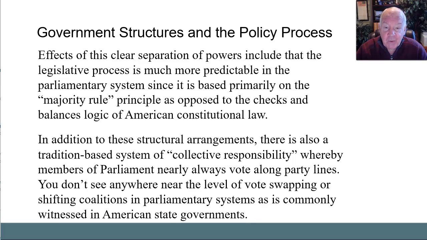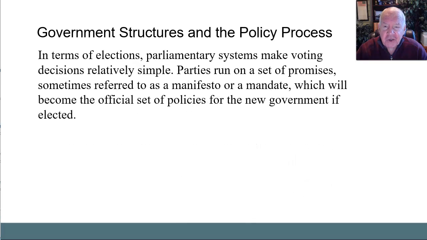You don't see anywhere near the level of vote swapping or shifting coalitions in parliamentary systems, as is commonly witnessed in American state governments. In terms of elections, parliamentary systems make voting decisions relatively simple. Parties run on a set of promises, sometimes referred to as a manifesto or a mandate, which will become the official set of policies for the new government if elected.